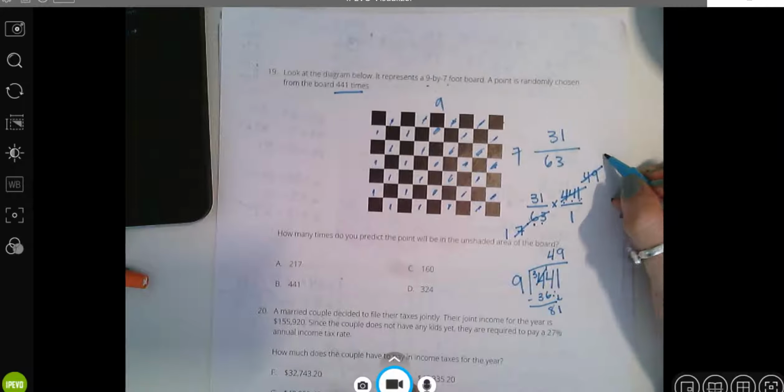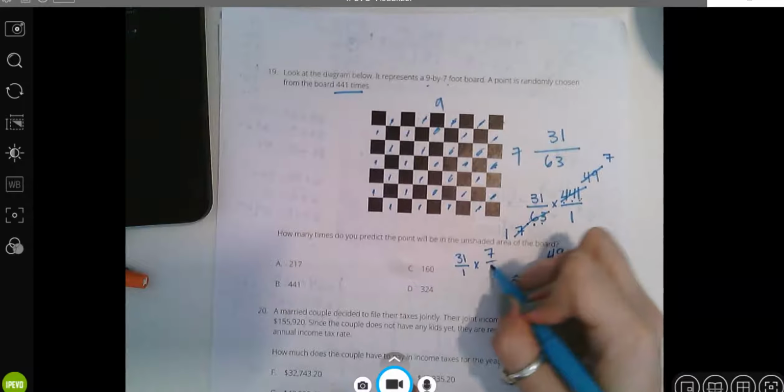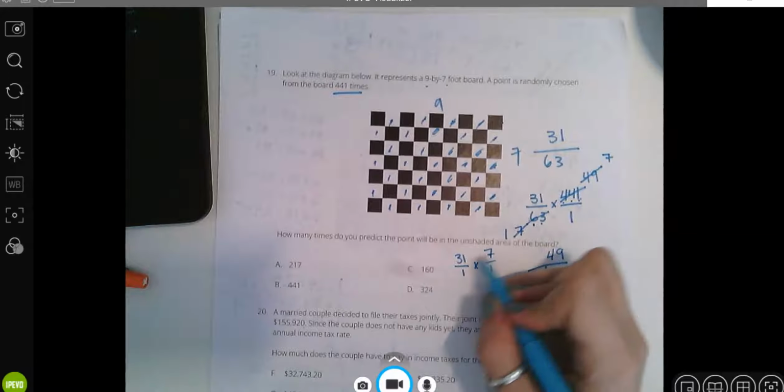Oh, hey, I know a relationship between 49 and 7. 7 divided by 7 is 1. 49 divided by 7 is 7. So now I'm looking at 31 over 1 times 7 over 1, which is really just 31 times 7. Well, 7 times 3 is 21. 7 times 1 is 7. 217. Ta-da!